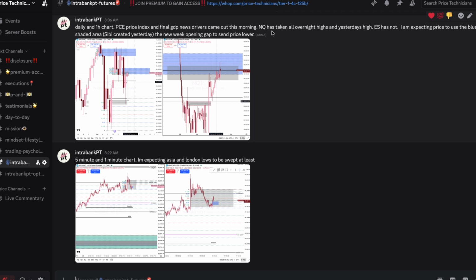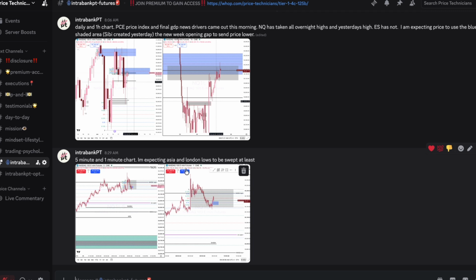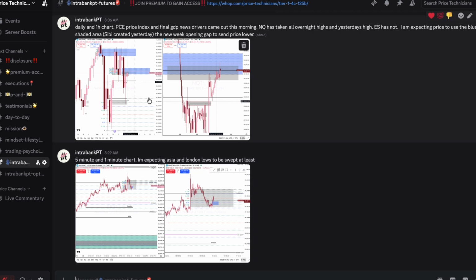And then NQ has taken overnight highs and yesterday's high. ES has not. I am expecting price to use the blue shaded area, which is a sell side imbalance, buy side inefficiency we created yesterday with yesterday's candle and the new week opening gap, to see price lower. And then I said, here's my 5 minute, 1 minute. I said I want to see Asia and London lows swept at least. So I'm expecting a down day today.